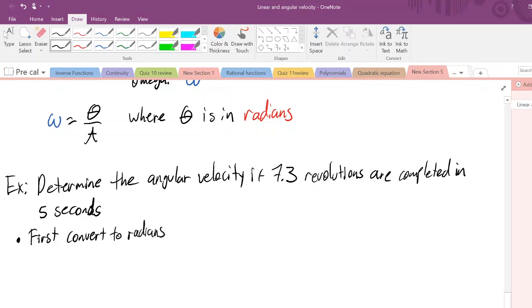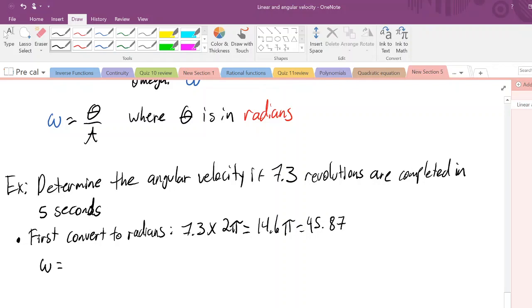So this is what we did just before. Because they gave the revolution, we need to work with radians. So all I have to do is 7.3 times 2 pi, which is equal to 14.6 pi, which is equal to, let me get my calculator, 45.87. Alright, so I'm going to write my omega.